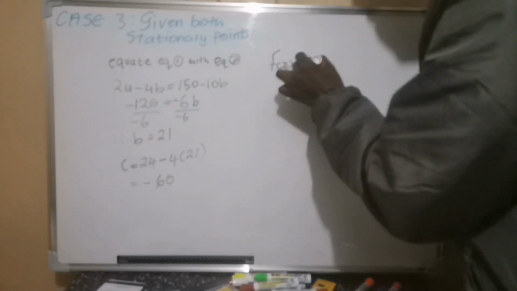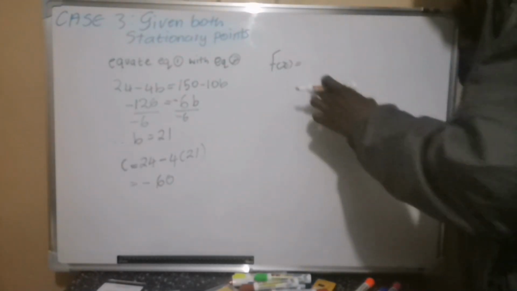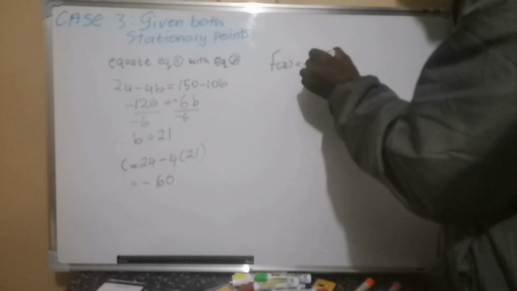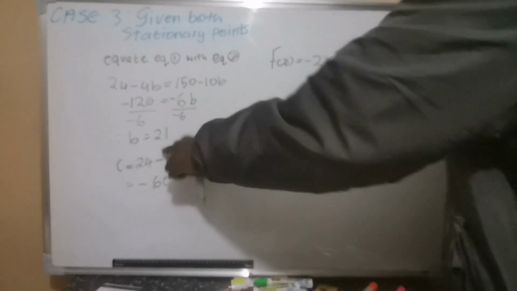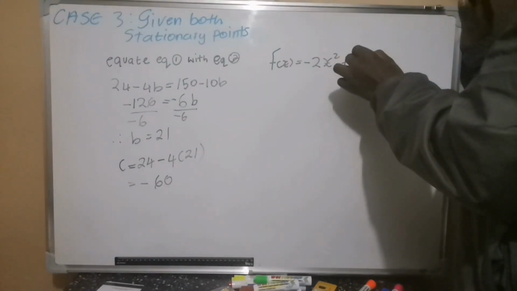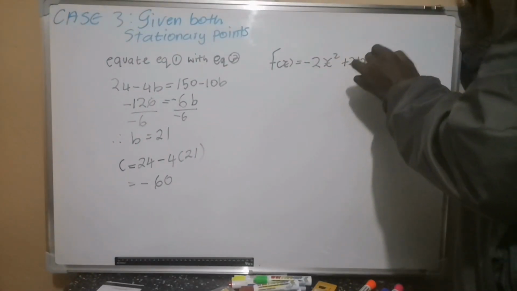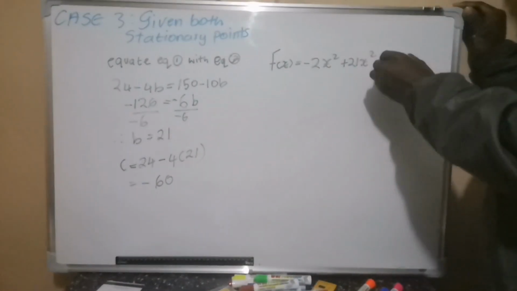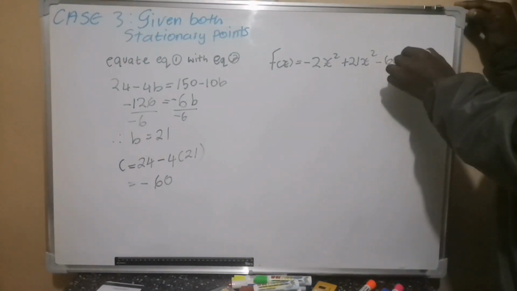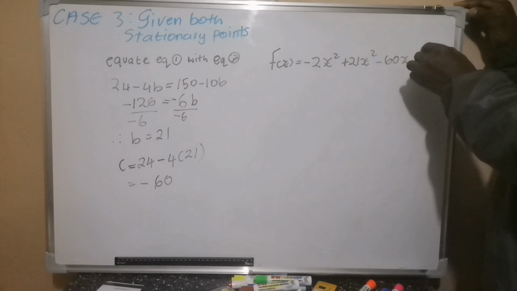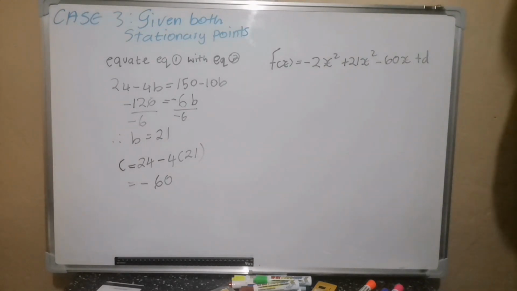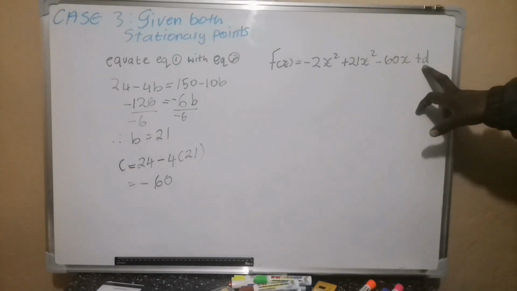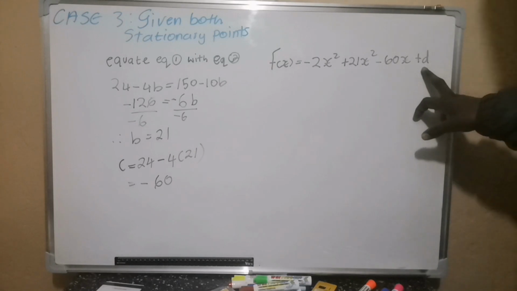f of x is equal to negative 2x cubed. The value of b is 21, plus 21x squared. The value of c is negative 60x, minus 16. Remember, we don't have d. So we need to find d here. How do you find d?